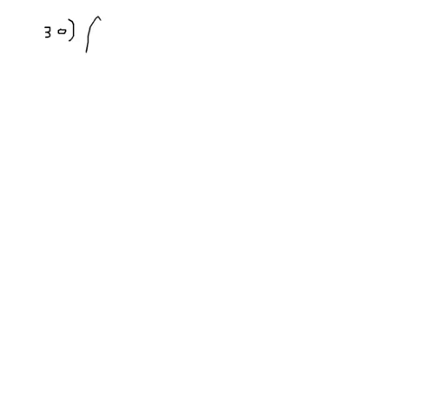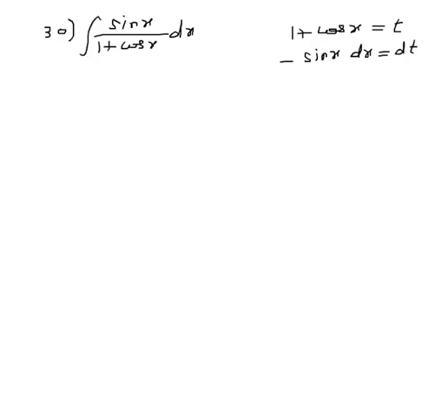Question 30. Integral of sine x divided by 1 plus cos x. It's a very simple question. We know the differential of cos x will be minus sine x, so let us substitute the denominator as t. Or you may take only cos x as t. Differentiate: 0 minus sine x dx is dt.